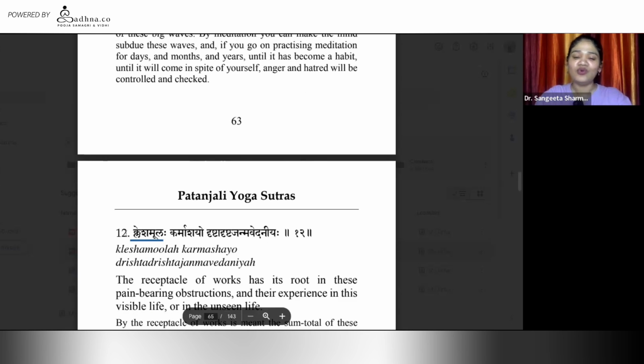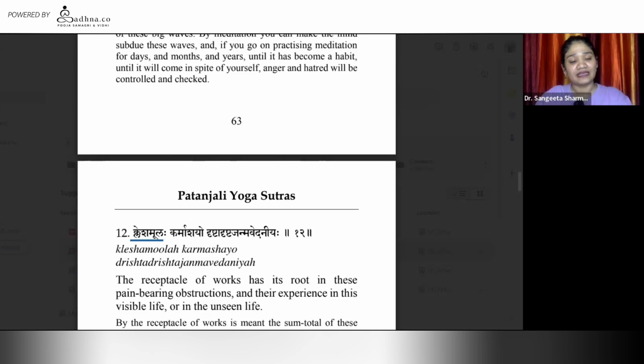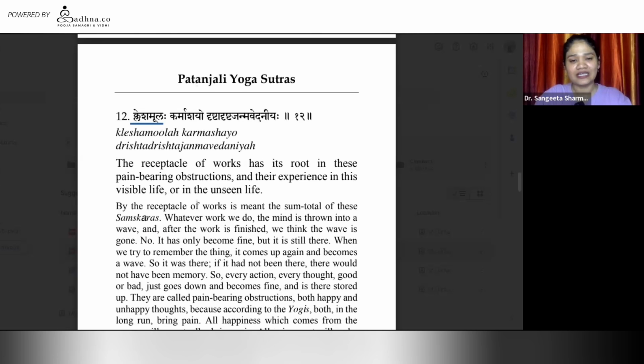Now, in the 12th sutra, we know the kleshas now. The next question in our mind is, what is the reason behind them? I mean, why am I going to go through these avidya, asmita, raga, dvesha, abhinivesha, which are the 5 kleshas? Then Patanjali says, kleshamulah. The reason is karmashaya. The bulk of karma you do, not only in this birth, drishta, but in the birth we are not aware of, adrishta janma vedaniya. So Patanjali is saying that the bulk of karmas, from our past and from our present, is the main cause of these kleshas.